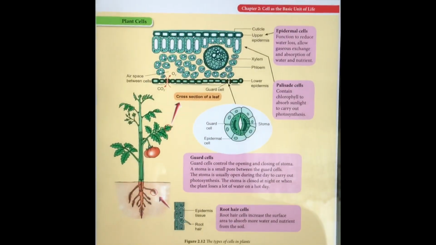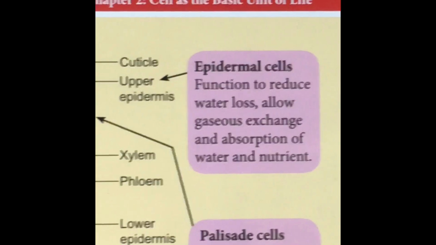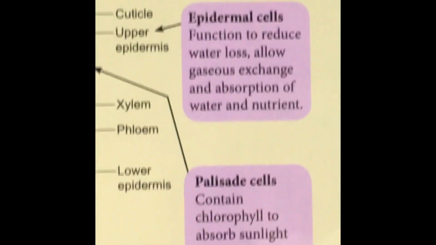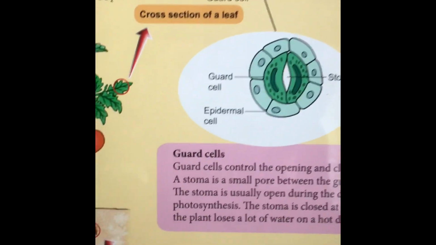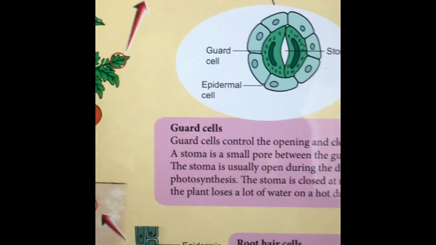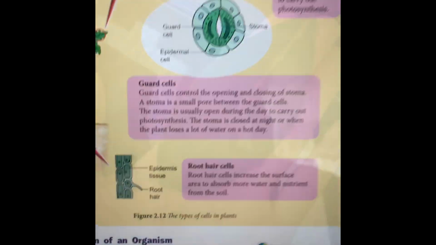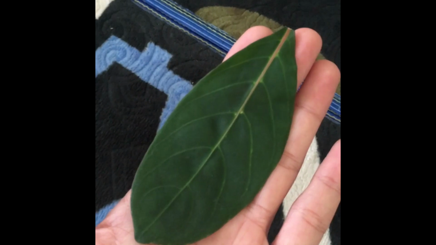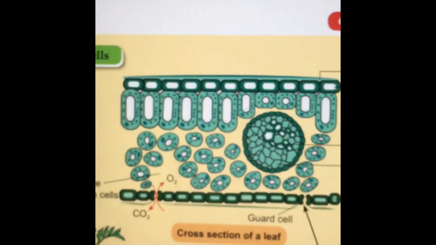Next stop, plant cells. Okay, everyone, repeat after me. Epidermal cells, palisade cells, guard cells, root hair cells. So over here I have a leaf in my hand. So if I cut it into half like this part right here, the cross section of the leaf is the one that you see right here.